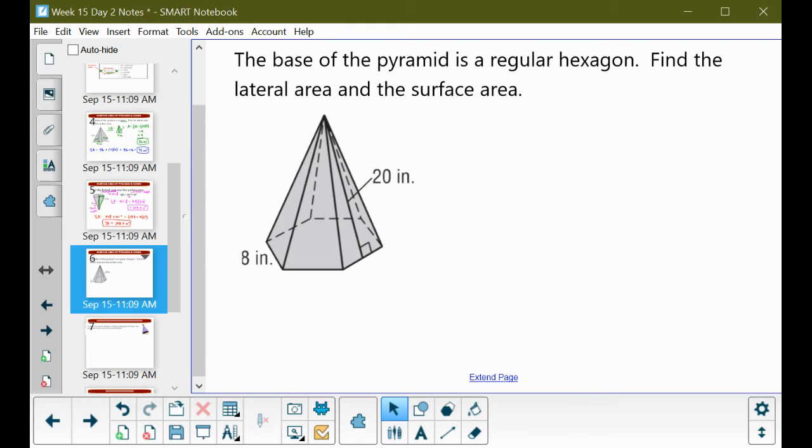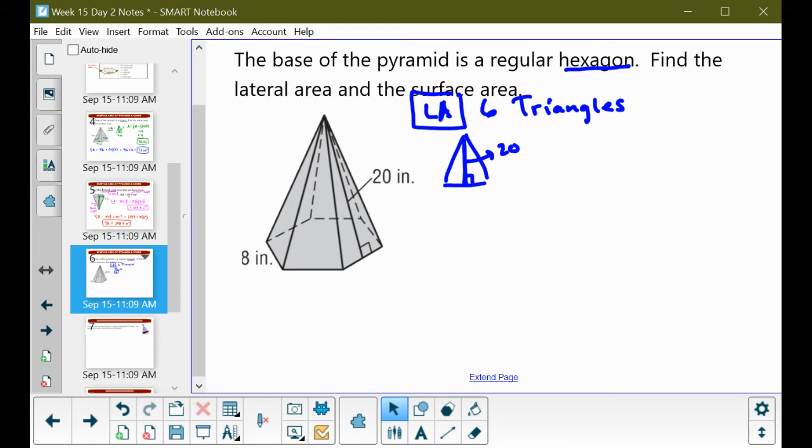Okay, let's do the lateral area. So we've got triangles here. We have a hexagon, so 6 sides, so it means we have 6 triangles. And like we did for that first pyramid, I like to draw my triangles out here. 20 is the height, and then I have 8 for the side length, which is the base of all those triangles.